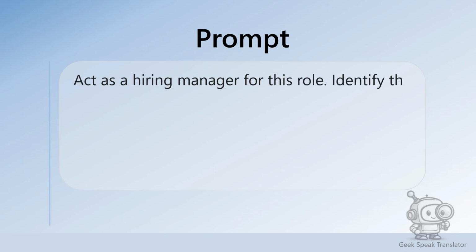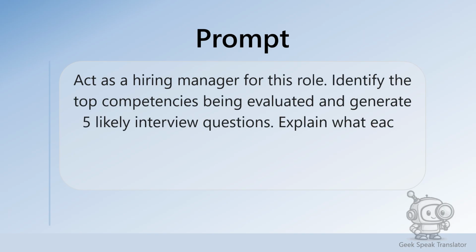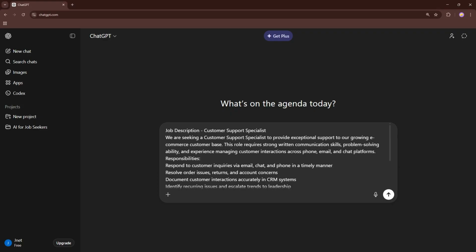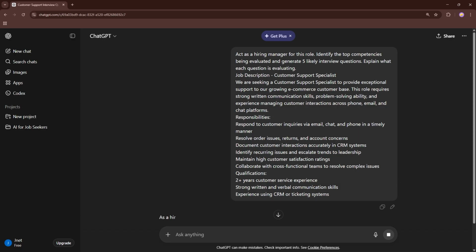Here's the prompt that we're going to use to act as a hiring manager for this role. Identify the top competencies being evaluated and generate 5 likely interview questions. Explain what each question is evaluating. So I will take this prompt and add it to ChatGPT along with that job description I pasted previously. And we'll go ahead and hit the arrow to send the prompt.